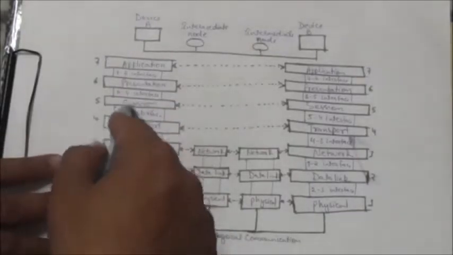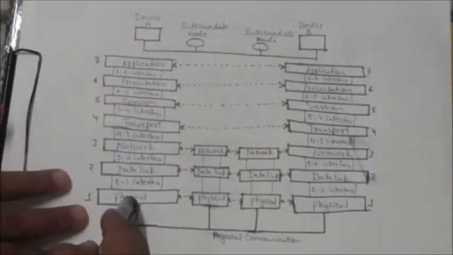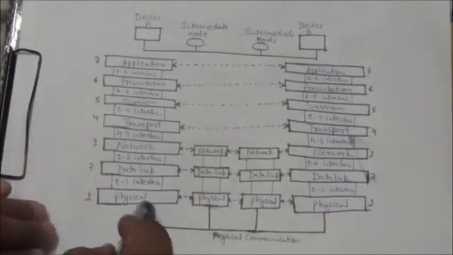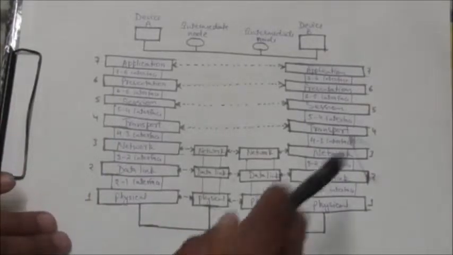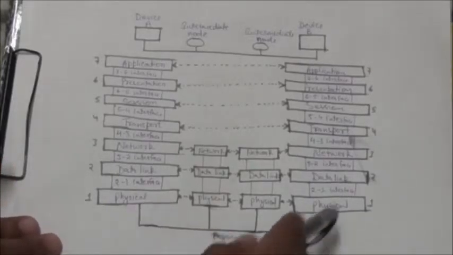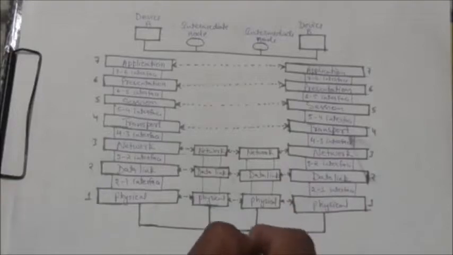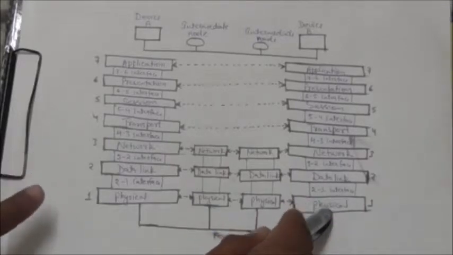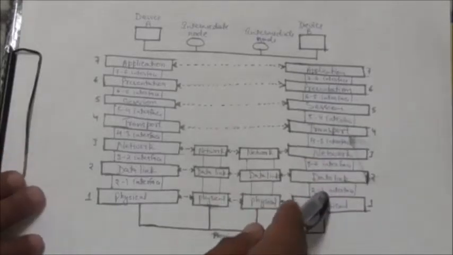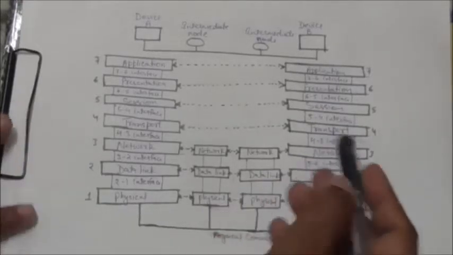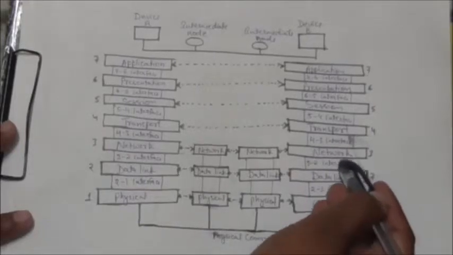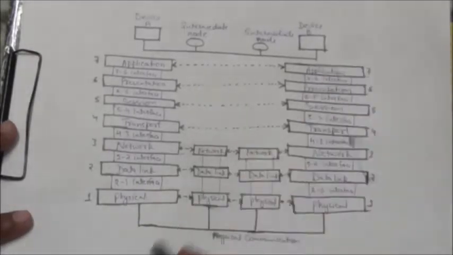And when this formatted data unit passes through the physical layer, it is changed into an electromagnetic signal and transported along a physical link. When it reaches device B, the signal passes into layer 1 and is transformed back into digital form, and then the data unit moves back up through the OSI layers.